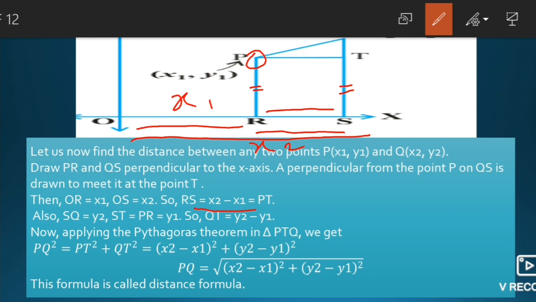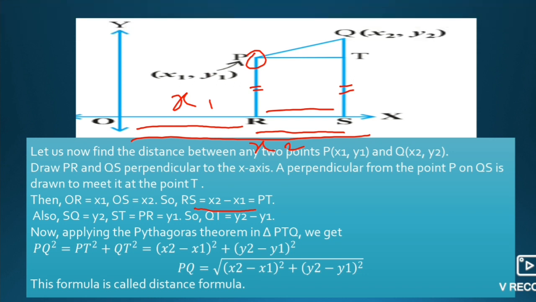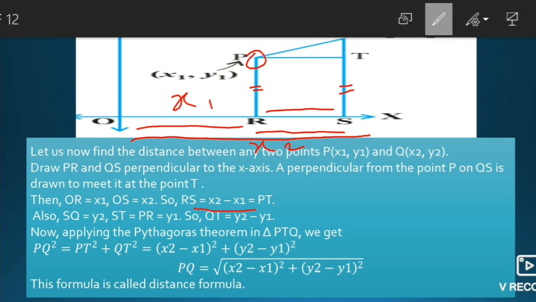Similarly, if you discuss the value QT, as you can see, SQ is equal to y2 and ST is equal to y1. Why? Because ST and PR both are the same. Since PR is equal to y1, ST is also y1. Therefore, QT will be y2 minus y1.